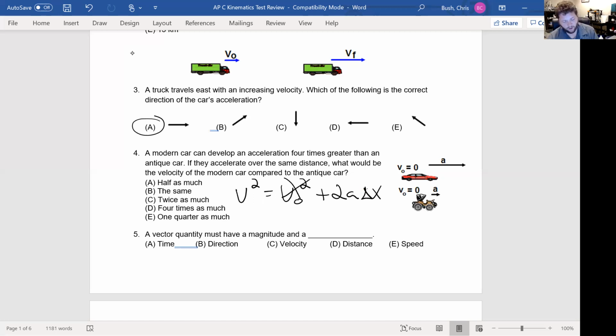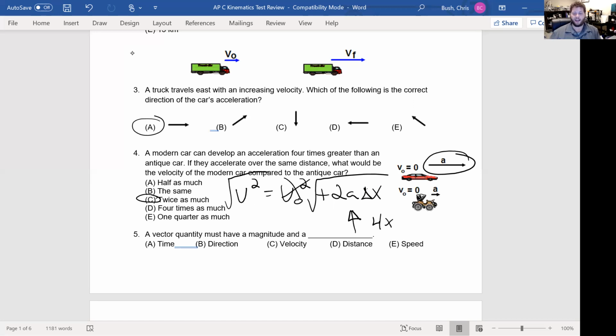But if you have 4 times the acceleration, then this side of the equation is 4 times bigger. I'm explaining this in terms of math logic, but if making up numbers works better for you, then by all means, feel free to do that. So the idea is I'm making the right side of the equation 4 times bigger. But to solve for v, I'm going to take the square root of both sides, and the square root of 4 is twice as much.